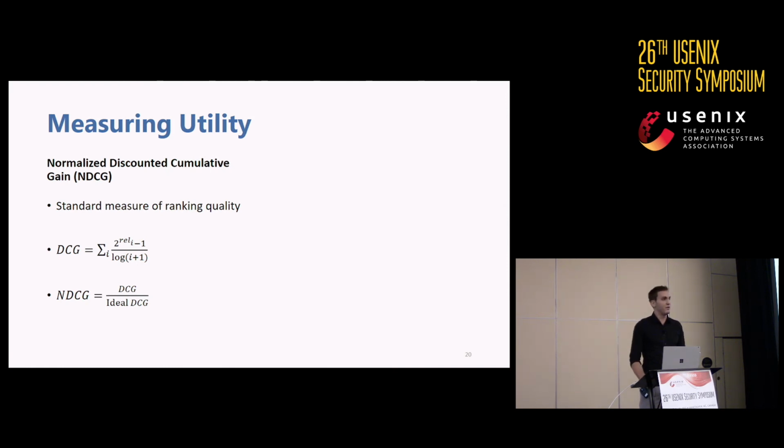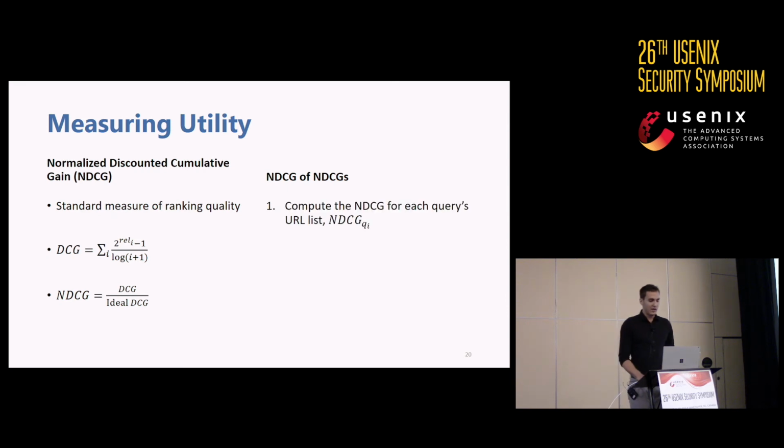For local search, though, we're not just dealing with a flat list of queries. We're dealing essentially with a list of lists, because we have our list of queries, and then for each query, we have the list of corresponding URLs that are most frequently clicked. So we need a more general concept than NDCG. So we use this NDCG of NDCG's concept. It's a pretty simple generalization.